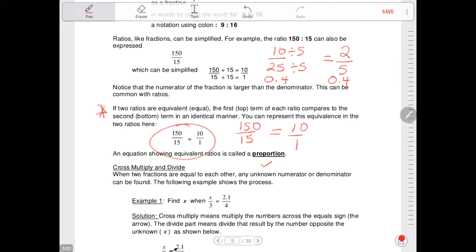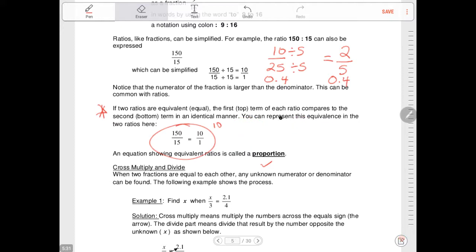And how do you know that? If you go 150 divided by 15, try it. In your calculator, go 150 divided by, remember, the fraction line means divided by. So if you go 150 divided by 15, what do you get? Well, I think you get 10. Now go on this side. Well, what's 10 divided by 1? 10. So you do have equivalent ratios or a proportion.